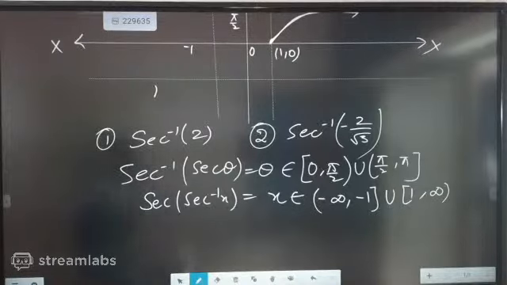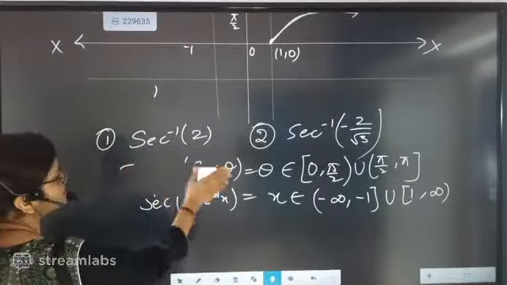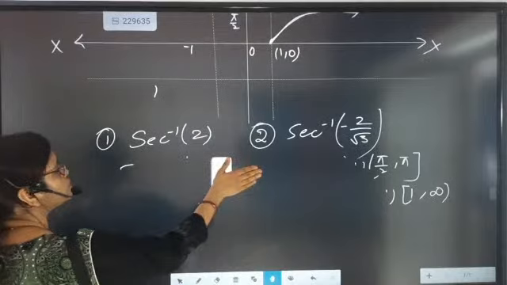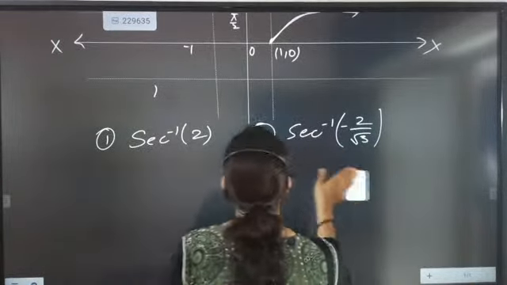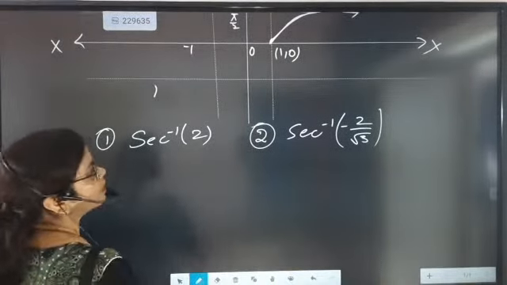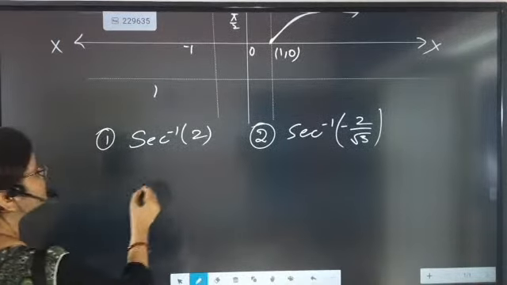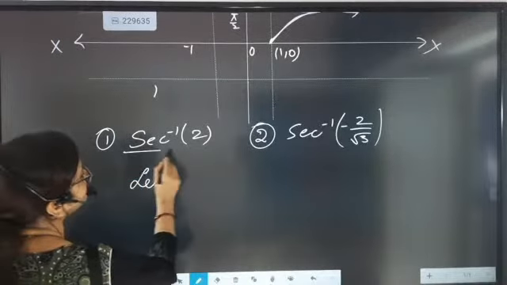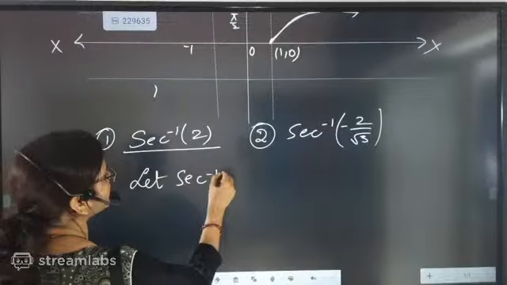The second answer needs to be checked, beta. Secant inverse minus 2 by root 3. This one everyone knows. We know that this is exactly an angle. Secant inverse minus 2 is nothing but an angle, so we will make it equal to theta.